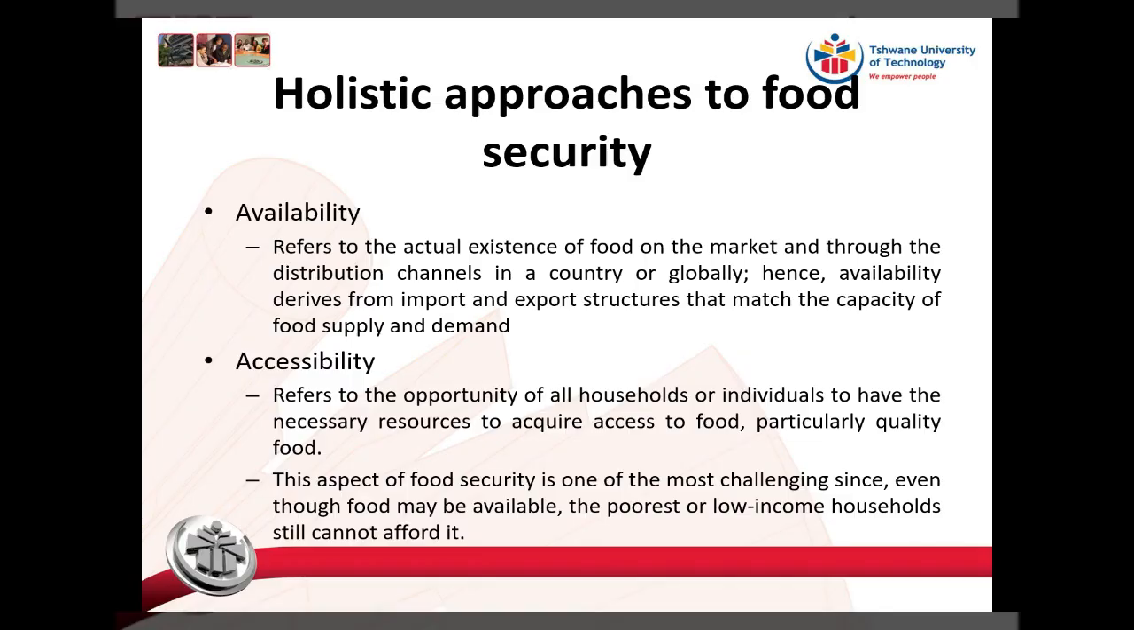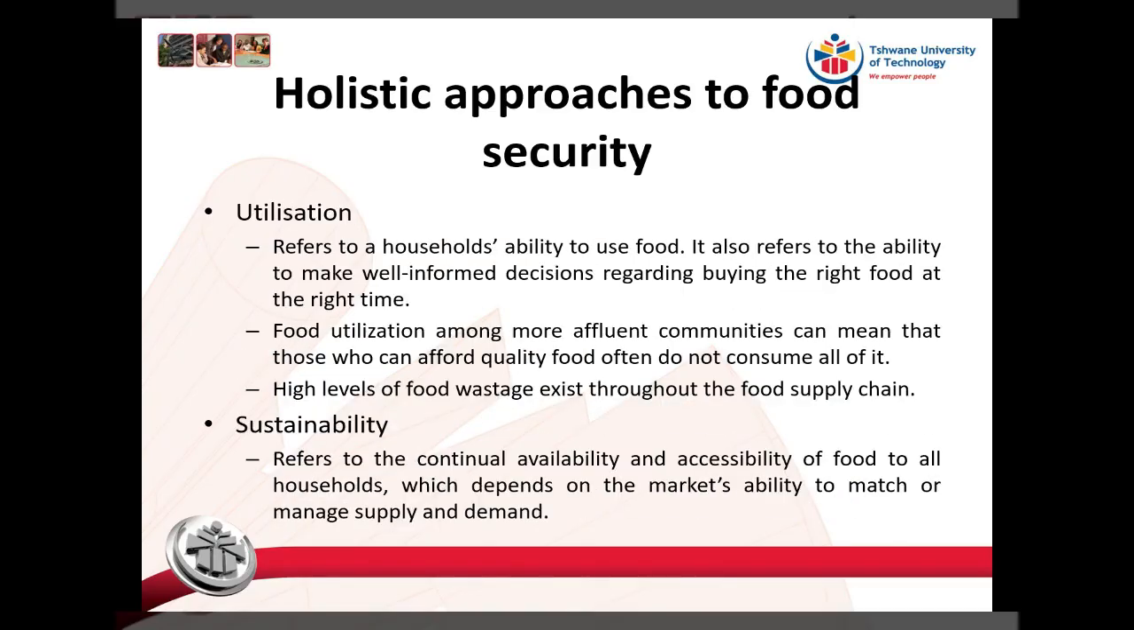Accessibility is also an important construct when it comes to food security, and it refers to the opportunity of all households to have access to food. And this aspect of food security is one of the most challenging because you would find that the poorest or lowest income households still cannot afford food, even though it is available. And it speaks to the nature of the capitalist market structure when it comes to food security. So we have to promote accessibility beyond just availability.